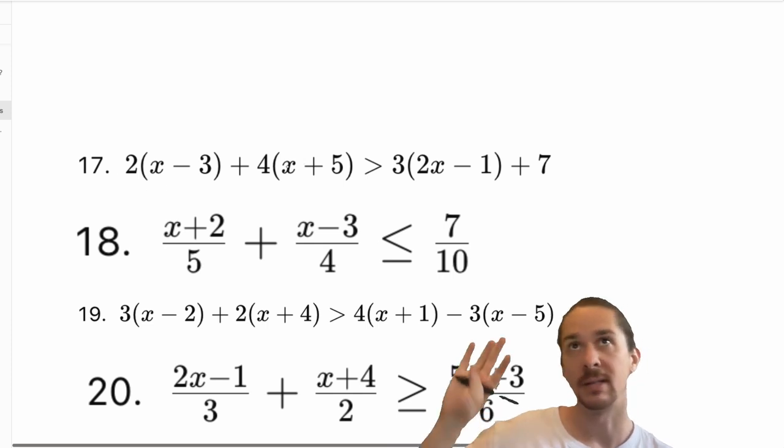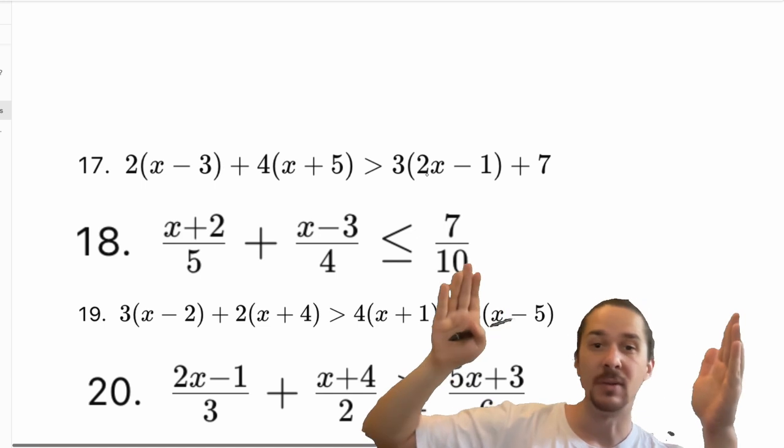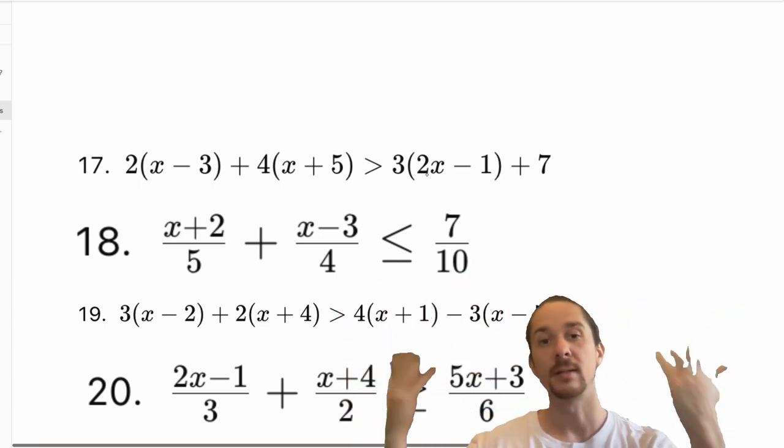So we're going to have 2x plus 4x is 6x on the left-hand side. We're going to have 6x on the right-hand side, which means they're going to cancel out. So again, even though it may give us a true statement, we're not going to be able to get a value of x that we can graph.